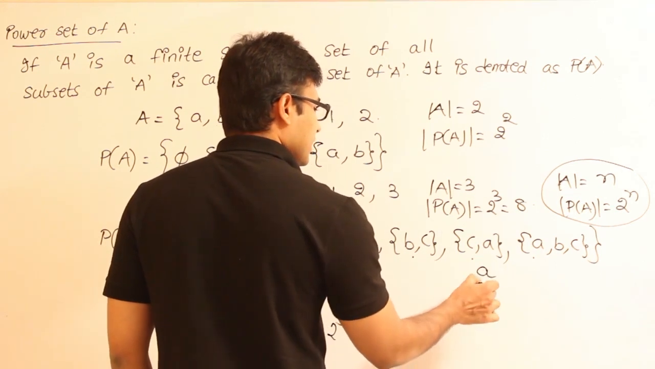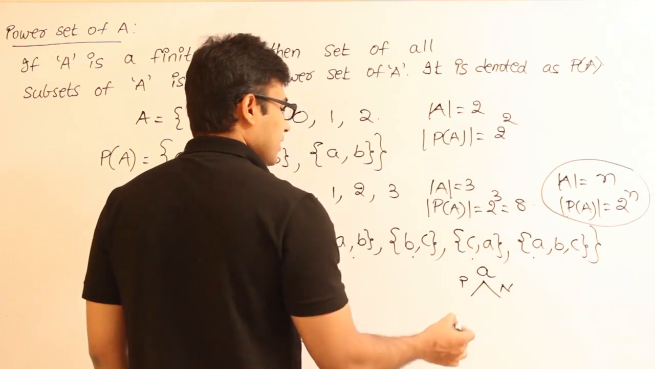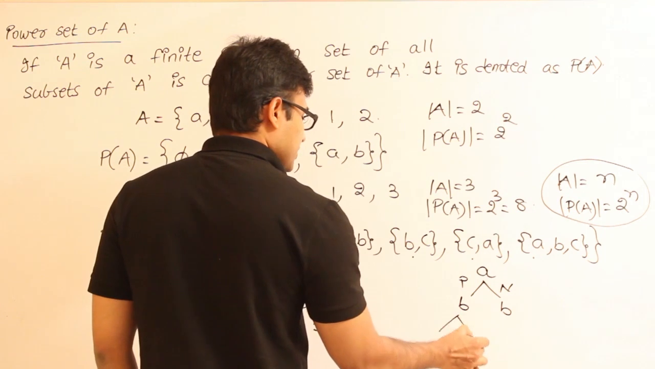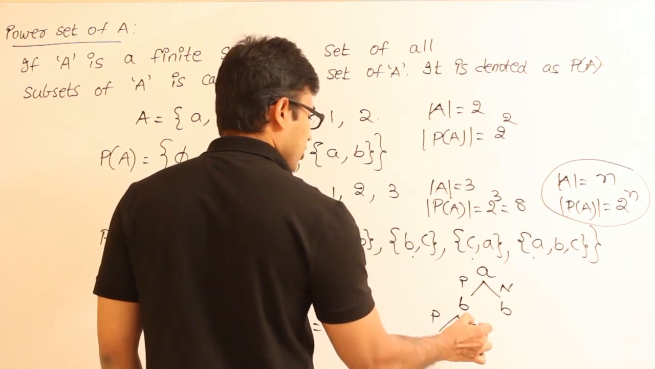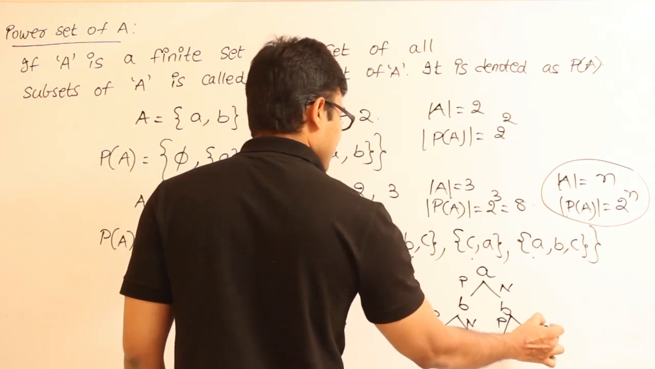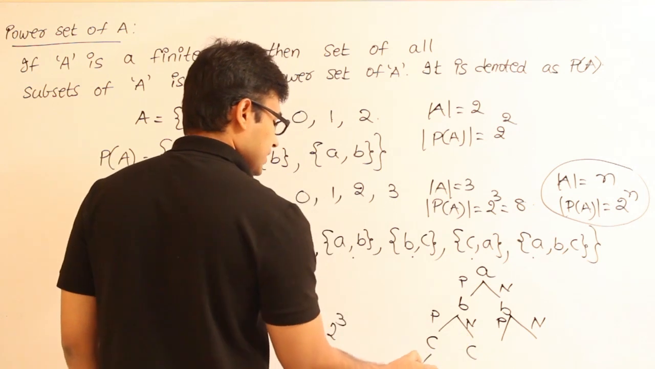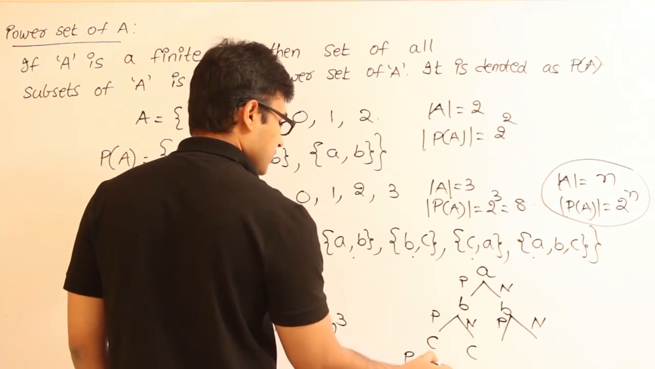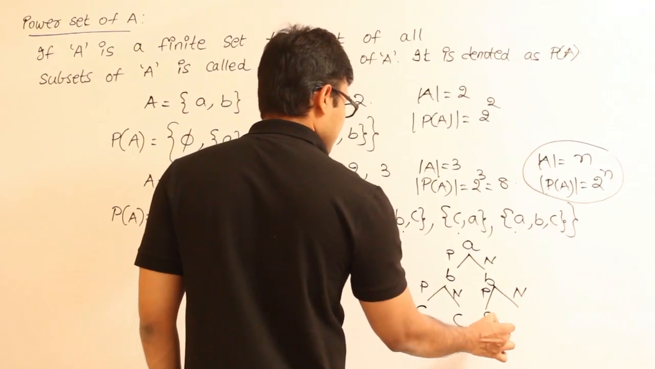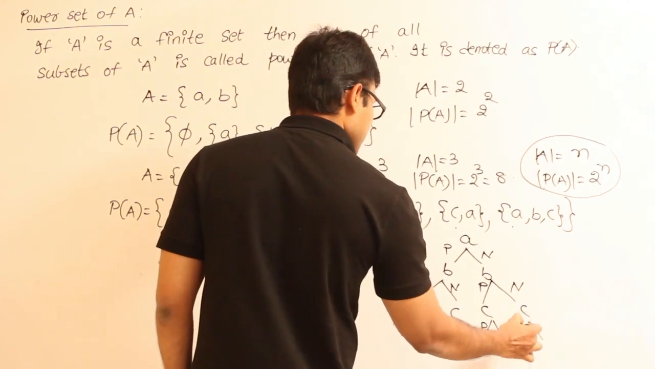Considering A, it can be present in a subset or not present in a subset. Now considering the element B at the next phase, B can be present in a subset or not present in a subset, and this holds for each case of A. Considering the element C, C can be present or not present in a subset, for each of the earlier cases.